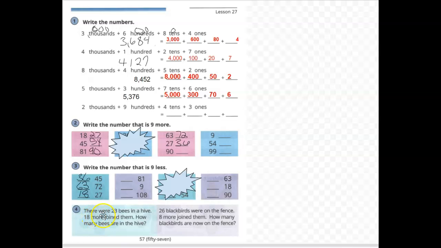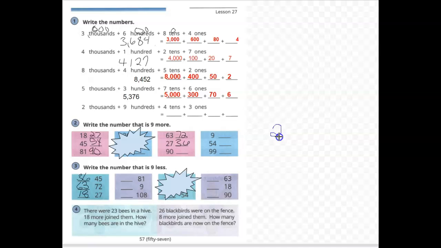Now it says, there were 23 bees in a hive. 18 more joined, so that means added, joined them. How many bees are in the hive? So we are setting up an addition problem. I'm going to set it up off to the side over here. You can do yours right below. My page just is a little shorter than yours.